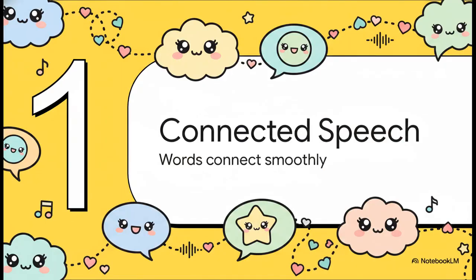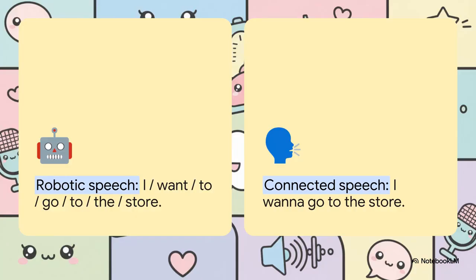So, starting right at the foundation, Pillar 1, connected speech, where words connect smoothly. The core idea here is super straightforward, but honestly, it changes everything. Native speakers just do not pronounce every word separately. I want you to really listen to the difference here. First, robotic speech, where every word is totally isolated. I want to go to the store. Okay? Now listen to natural, connected speech.